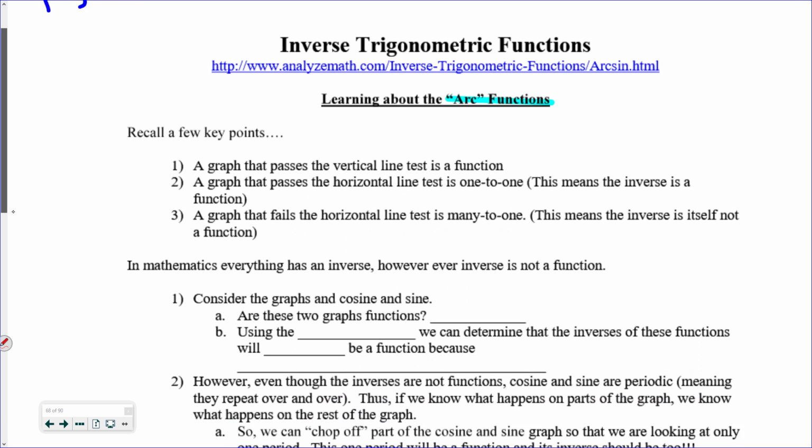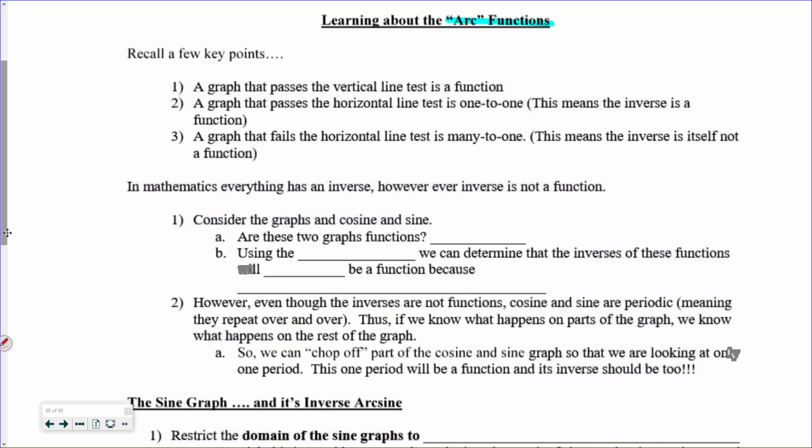So we're going to start by reviewing a few key points about functions. A graph that passes the vertical line test is considered to be a function. If your graph passes the horizontal line test, you're considered one-to-one, and your inverse is a function. If you fail the horizontal line test, you are many-to-one, which means your inverse is not a function. So some key points: the vertical line test tells you if you are a function. The horizontal line test tells you if the inverse is a function.